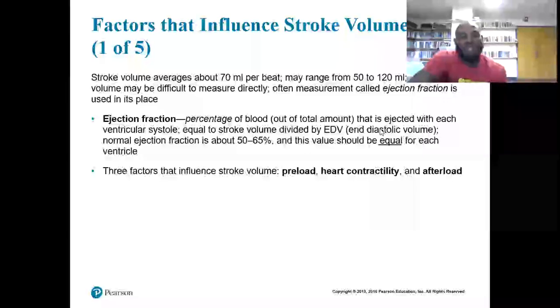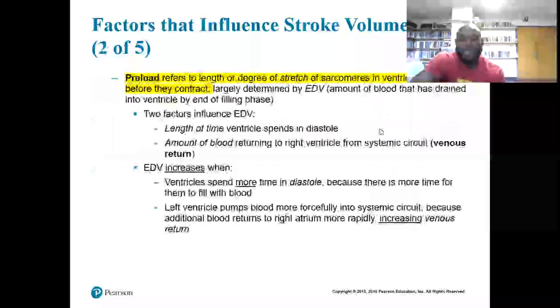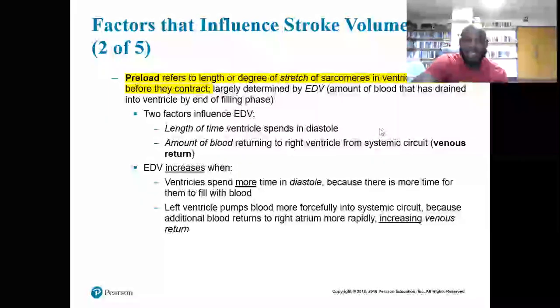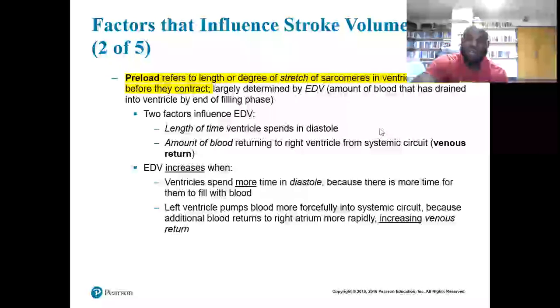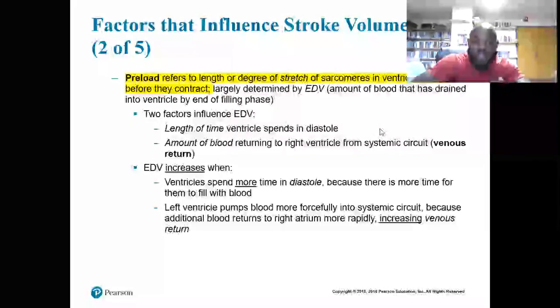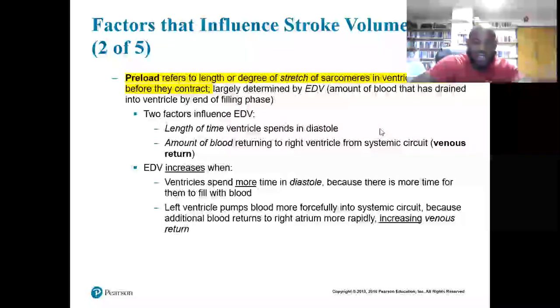3 factors that influence stroke volume are your preload, your heart contractility, and your afterload. Right? Preload is the degree of stretch of your sarcomeres and your ventricular cells before they contract. So basically it determines how much your ventricle can stretch. The bigger the space in the ventricle, the more blood that can fill that space.